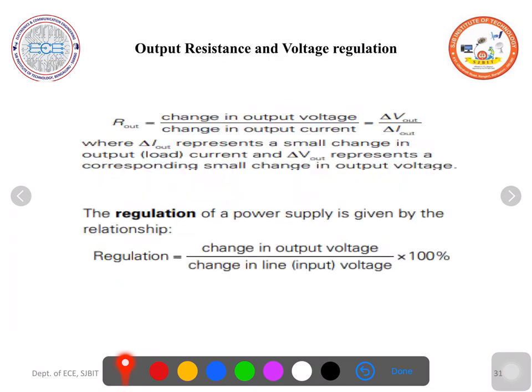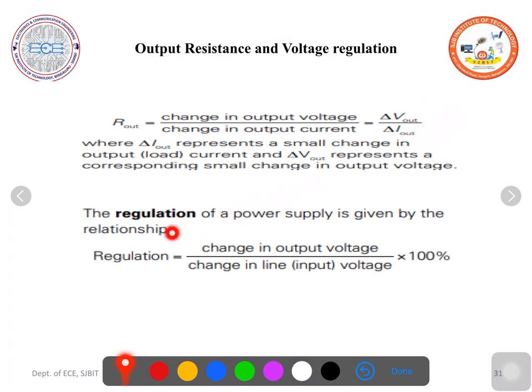Then the output resistance, once again by Ohm's law, can be defined as the ratio of the change in the output voltage to the change in the output current: delta V out by delta I out. Here delta I out represents a small change in the output current, and delta V out represents the corresponding small change in voltage due to the change in the current.